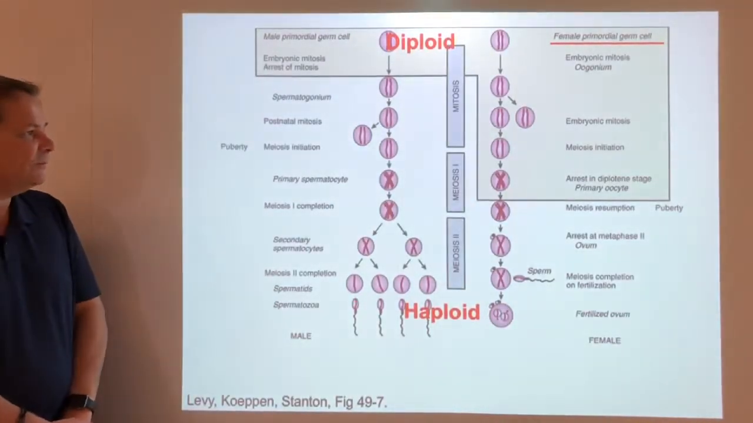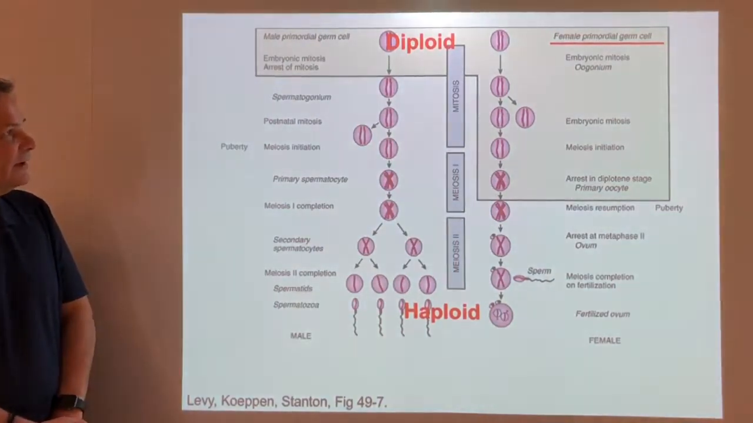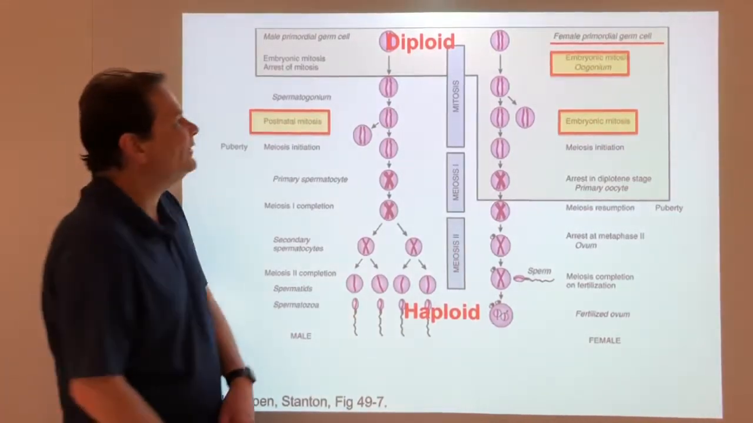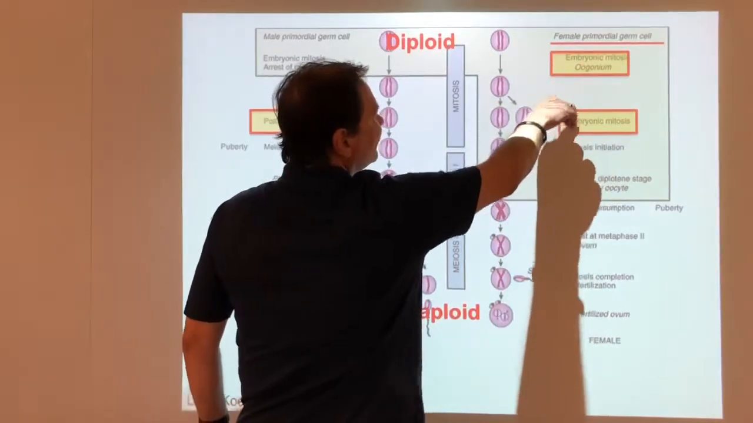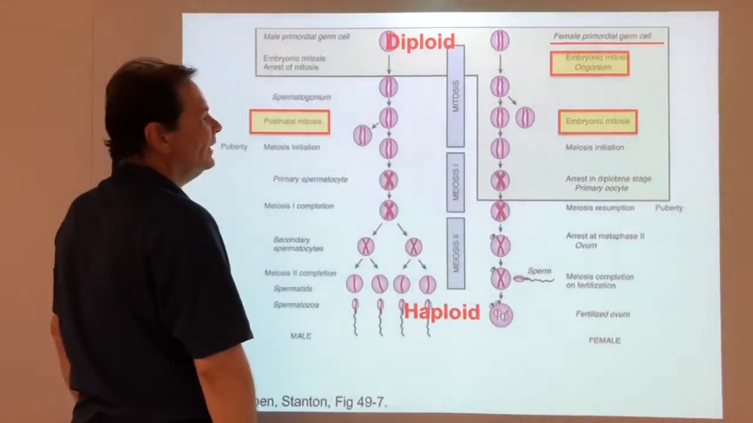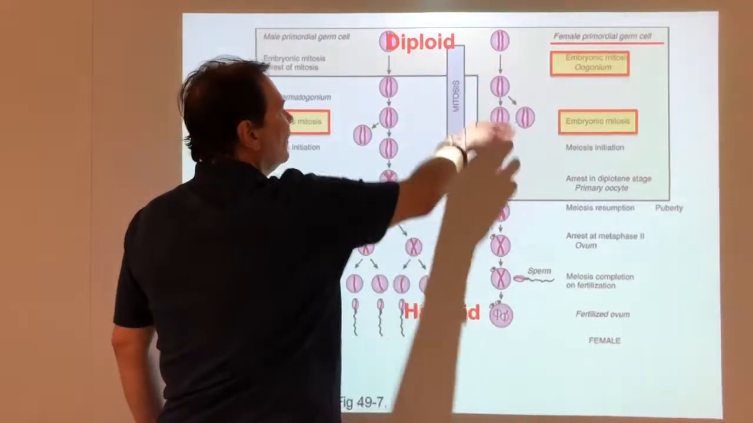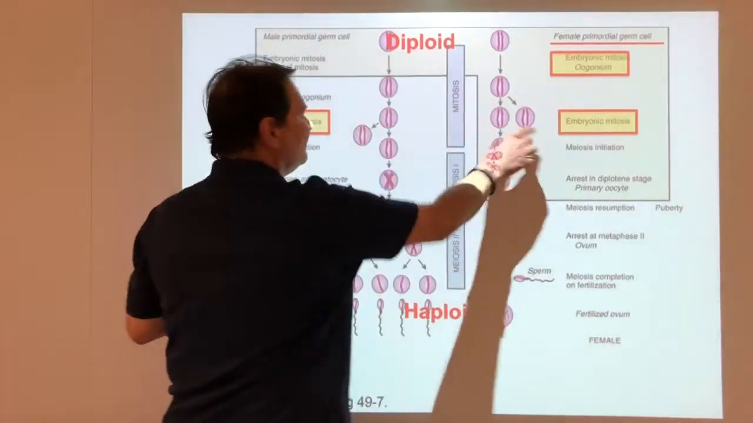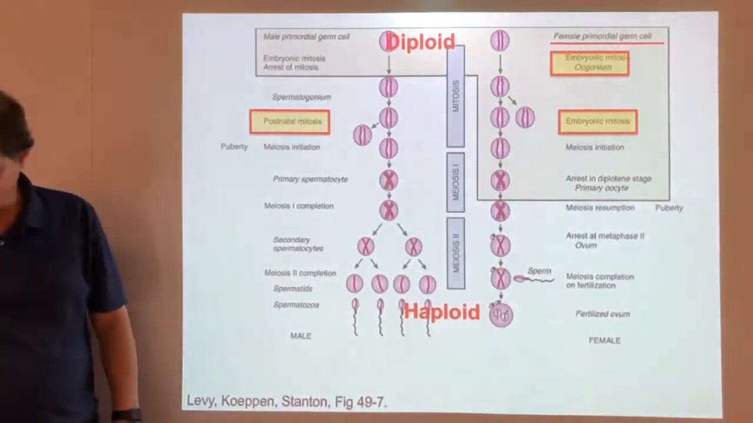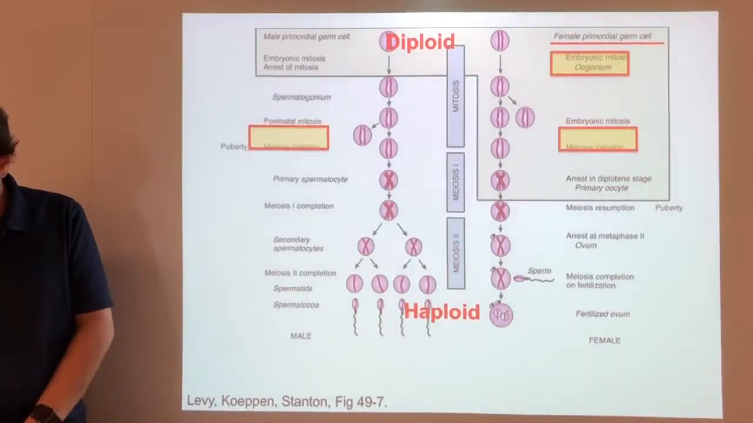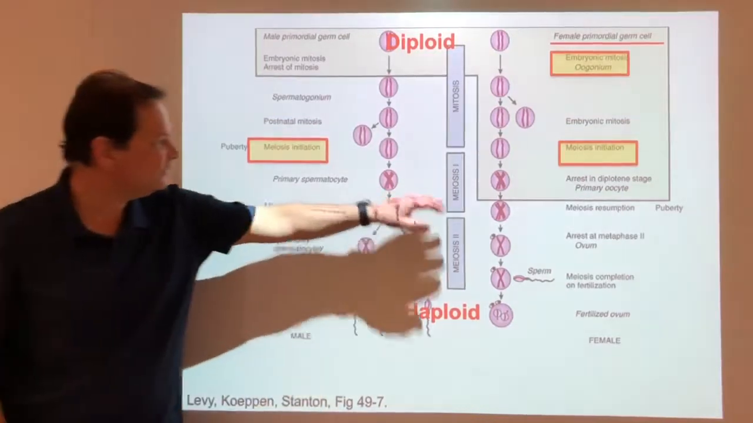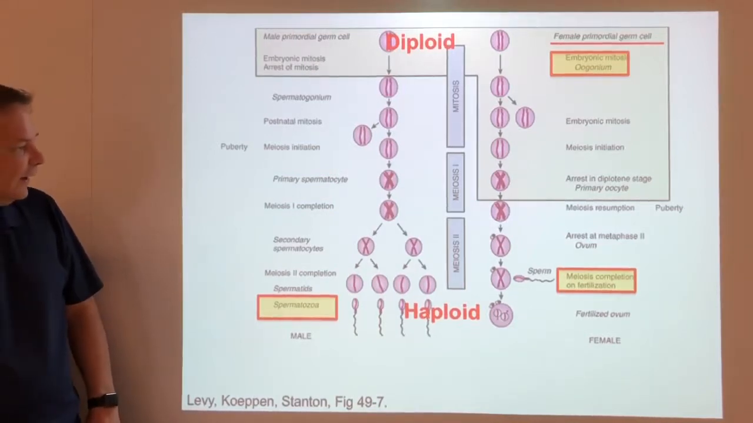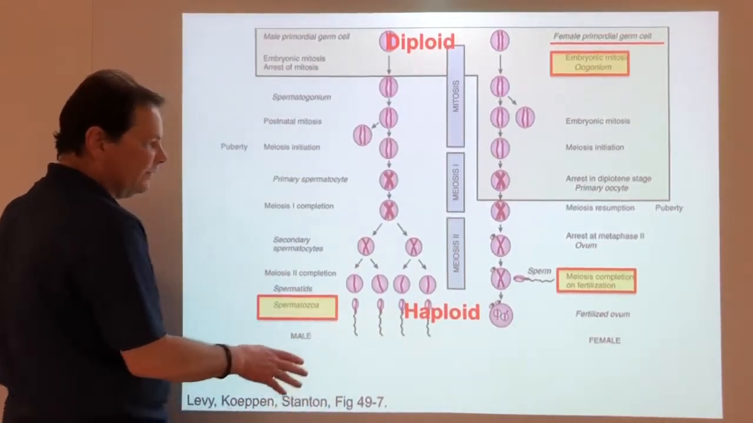So this is the process of gametogenesis in the female in a nutshell. We start with the primordial germ cells and the development of oogonia. And the start of this process begins with a round of mitosis, both in the male and in the female. You can see them in parallel here. We go through, after that, 2 rounds of meiosis, 1 and 2. And eventually, the process finishes with the production of your gametes.